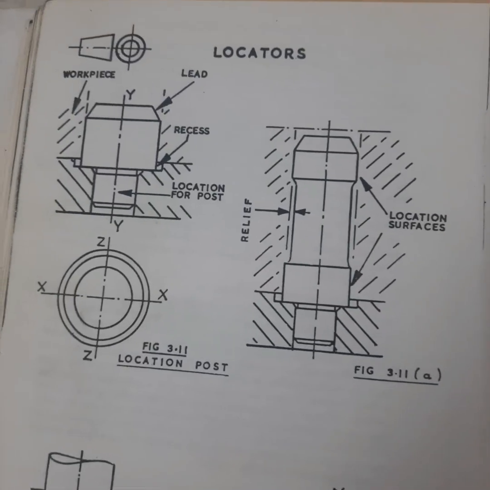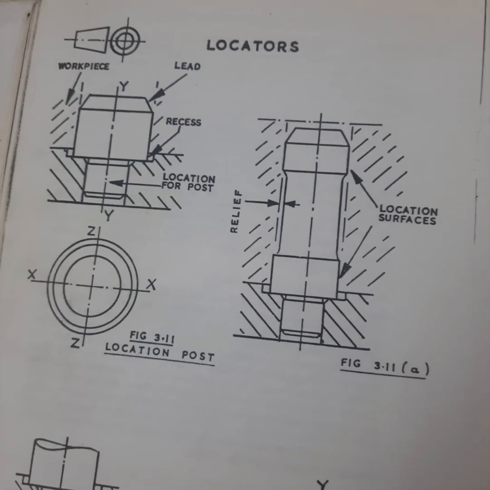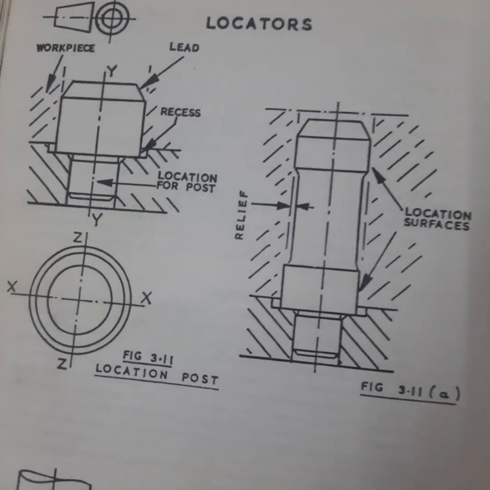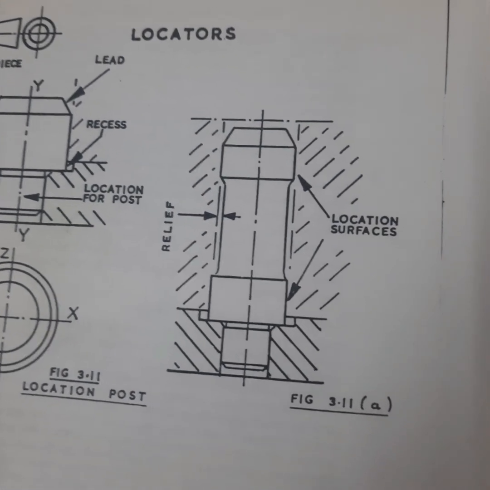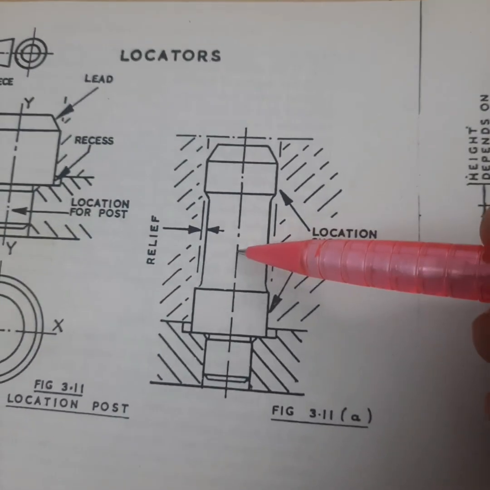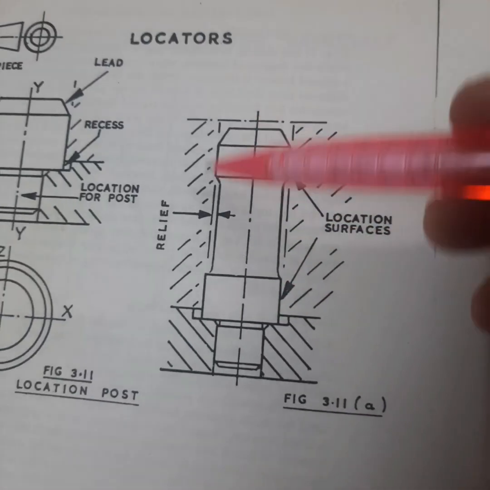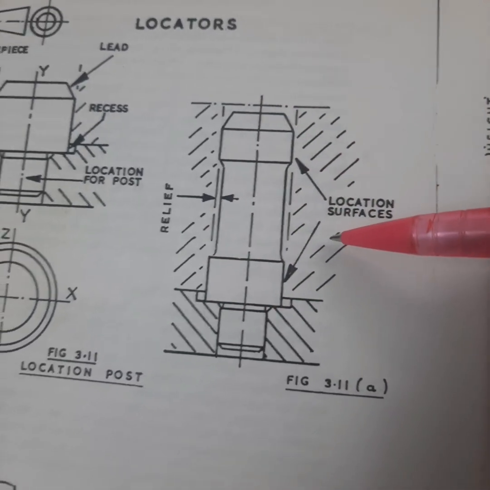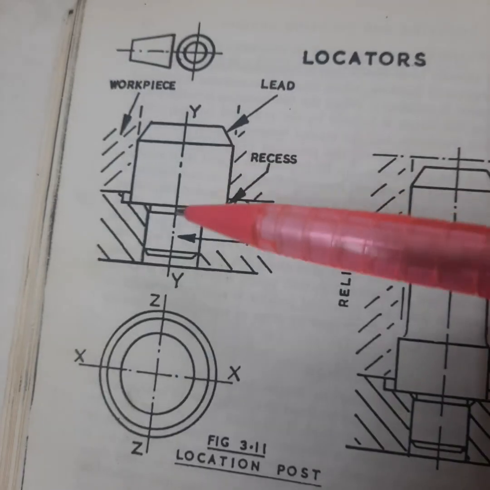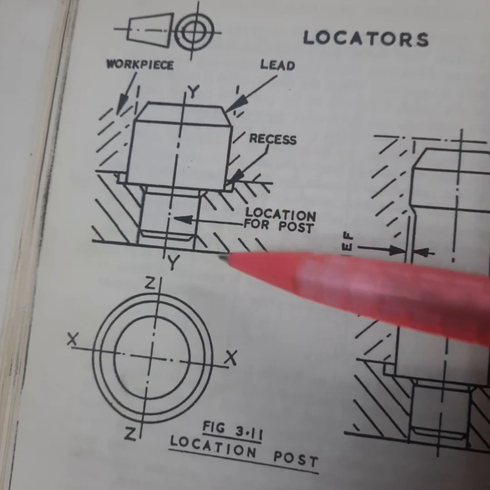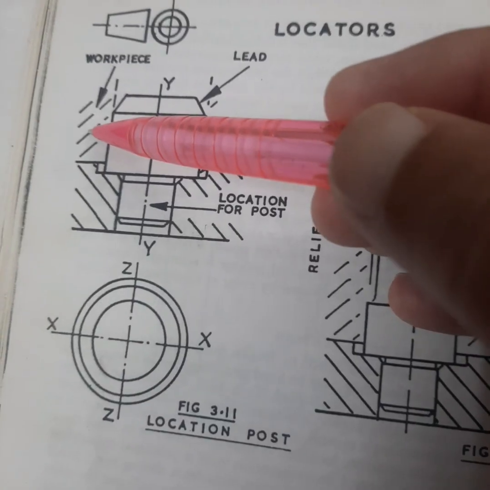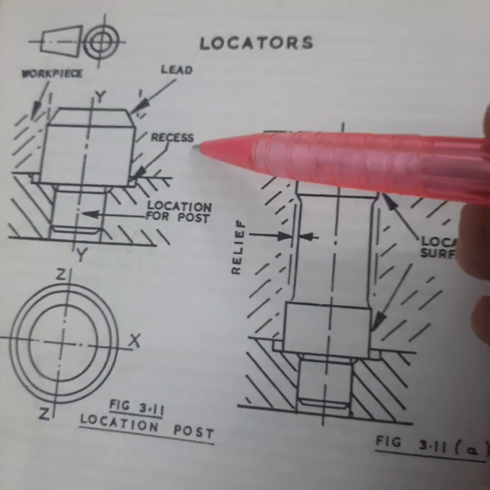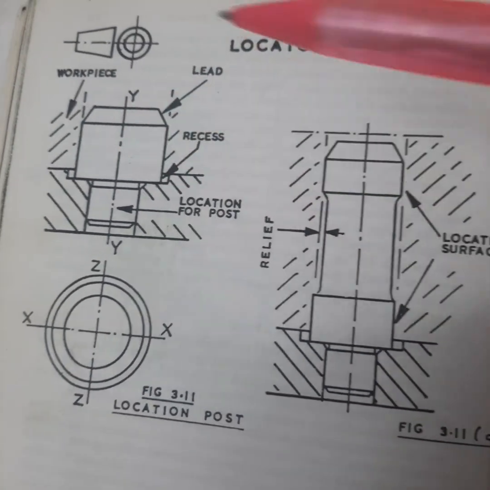If a component already has a hole available, then you can make use of the hole for locating the component. So you can make use of a location post which is engaging with the hole available on the component. So this is the location post which is fitted to the base of the jig or fixture, and this is the workpiece or component. The component has a hole. This hole is used for locating the component.